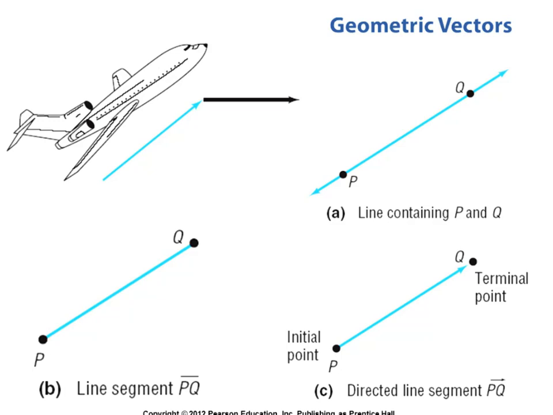So here we have different kinds of things. This first A is just a line. It goes infinitely in both directions. B is a line segment. It stops at P and Q. And C is called a directed line segment. It starts at P, the initial point, and it goes to the terminal point Q, and it has a direction. C would be a vector. Vectors have direction and magnitude only. Direction and magnitude.